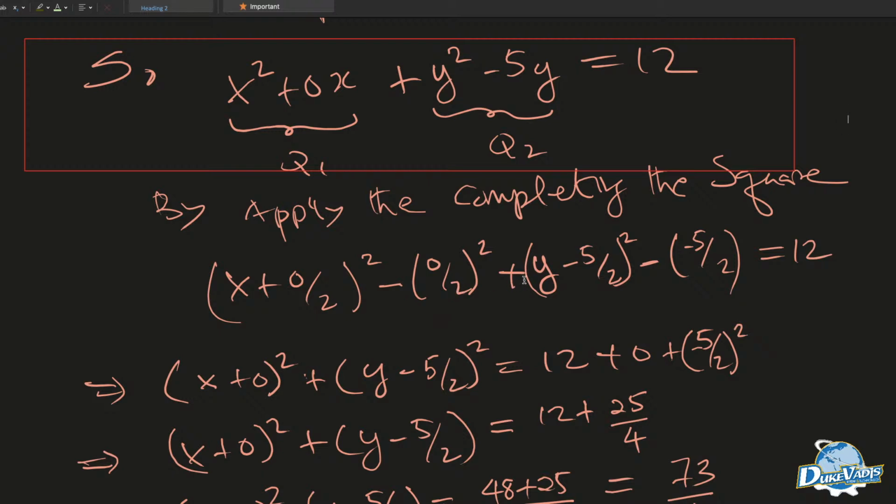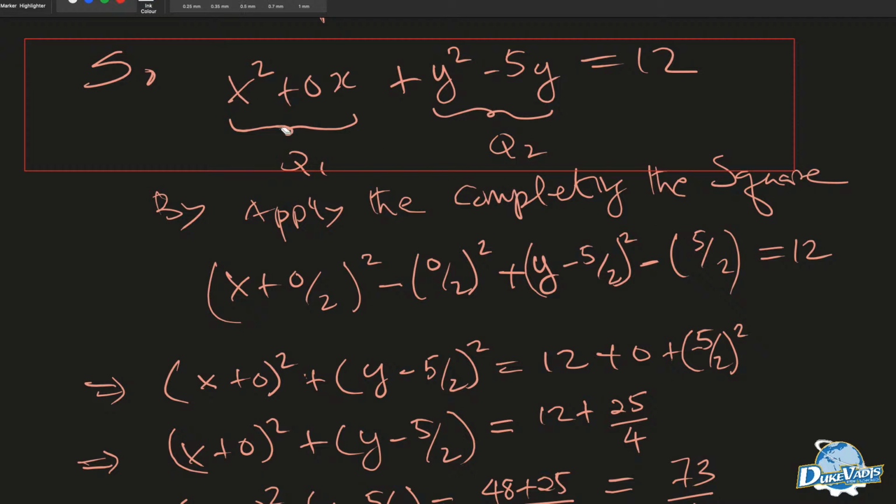In the same vein here, we are going to divide the 5 by 2. So we say y minus 5 over 2 squared minus 5 over 2 squared. Have you got it? Like that. Sorry, here it is 5 over 2, it's not minus. Let me clean it. Okay, so this is 5 over 2.